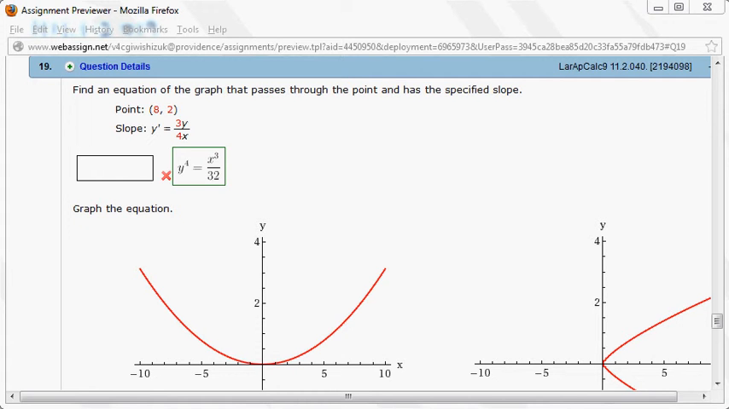Okay, let's look at homework 11.1, 11.2, problem number 19. So we want to find an equation of the graph that passes through the point (8, 2) and has the specified slope. So the derivative is given there. So let's do that.